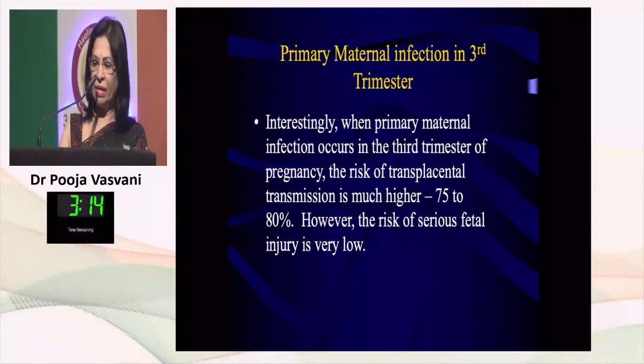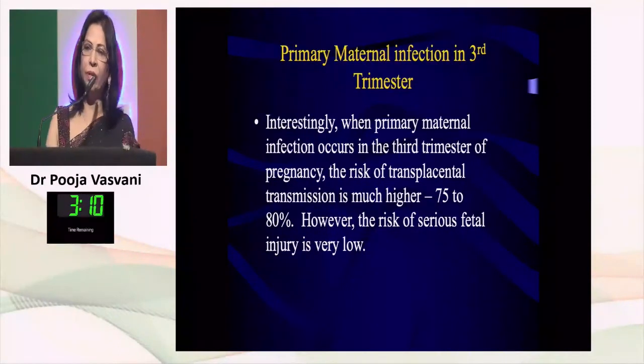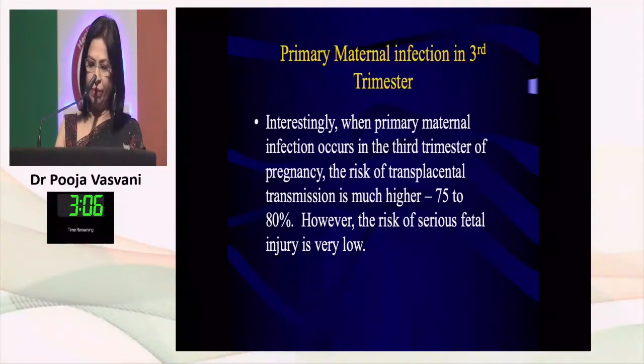So interestingly, when the primary maternal infection occurs in the third trimester of pregnancy, the risk of placental transmission is much higher, amounting to 75 to 80%. However, it is important to remember that the risk of serious fetal injury is very low if the primary infection is in the third trimester.